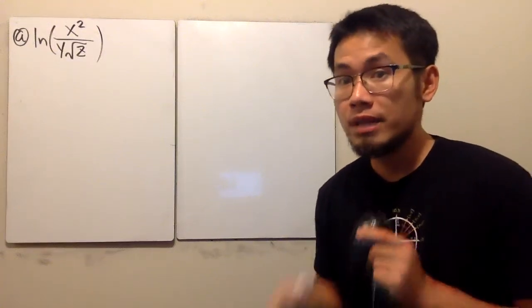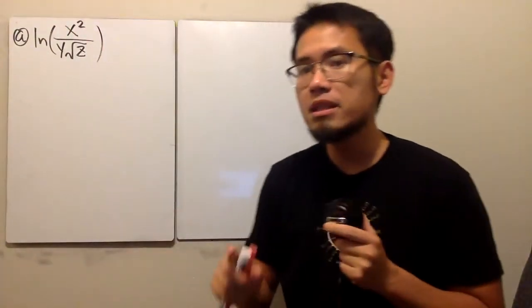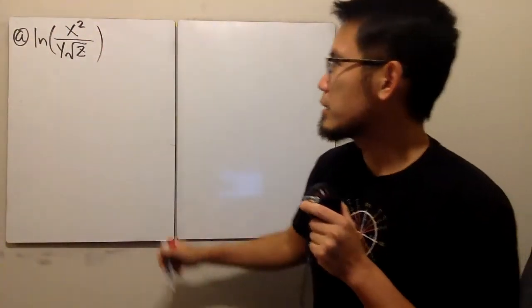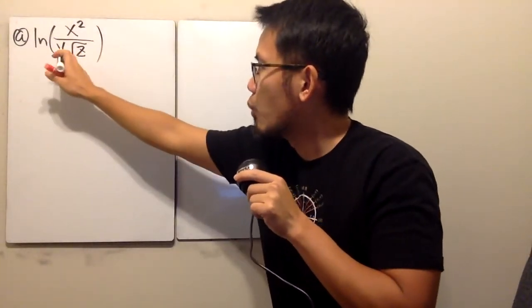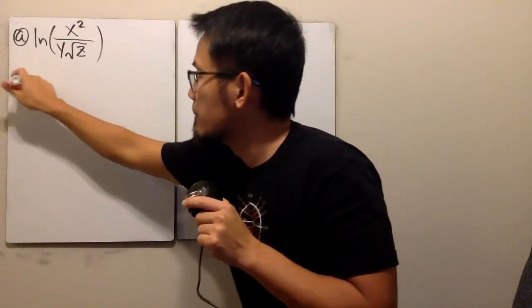Okay, this video will be expanding logarithms. Here is the first one. We have ln, namely the natural log, namely log base of e. Alright, so as you can see, we have x squared over y times square root of z, right? So you know we are going to have three parts.